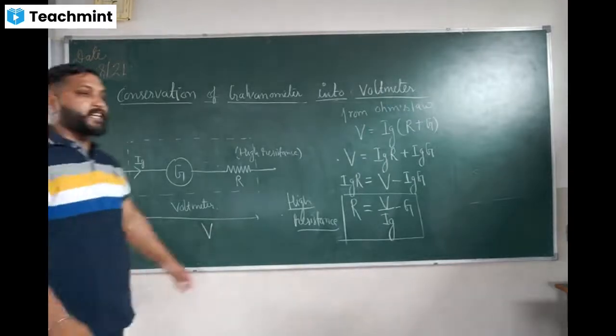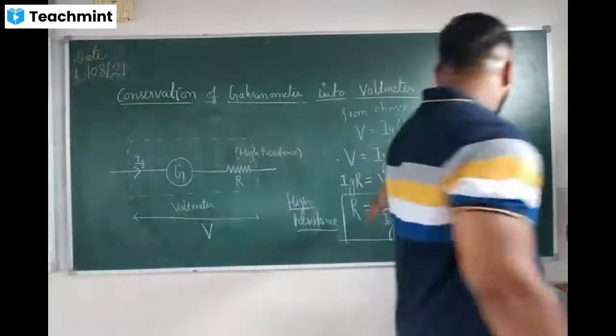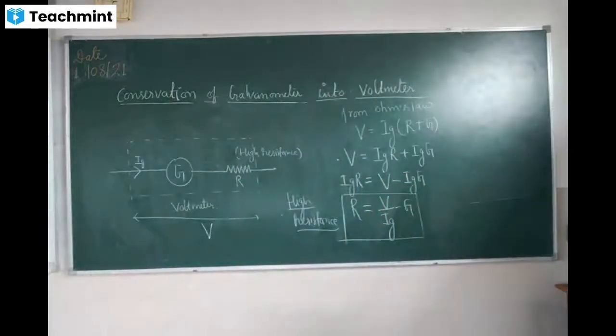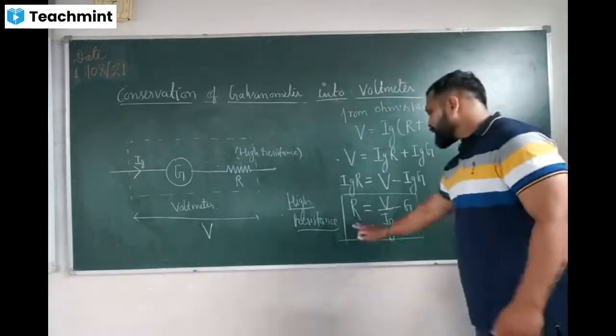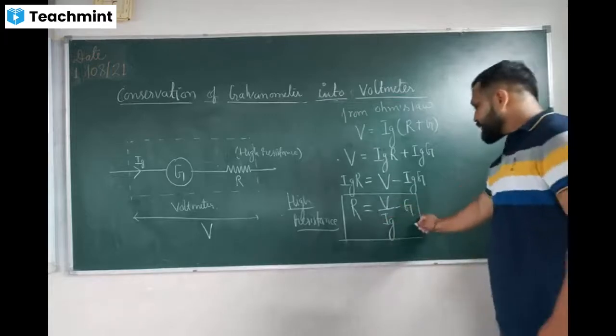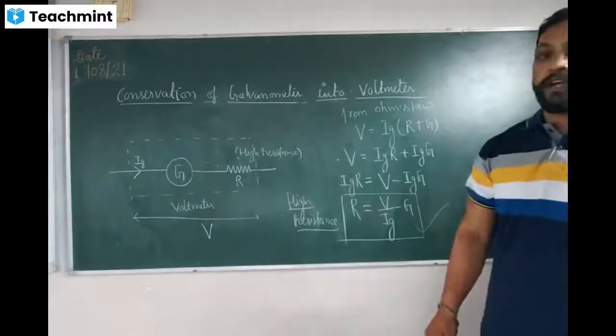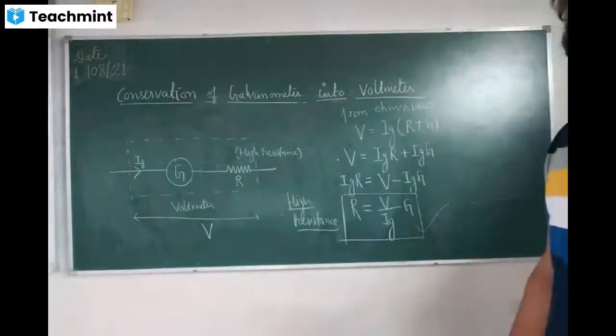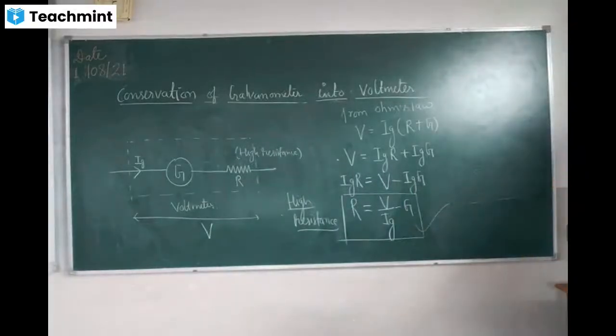An MCQ of this type can come: we want to convert a galvanometer into a voltmeter, then the value of the high resistance is given by, and the options can be V upon Ig minus G, Ig upon V minus G, and one another option. So if you know that the value of R is equal to V upon Ig minus G, then this is the correct option. Okay, this is how you can prepare for your MCQs also.